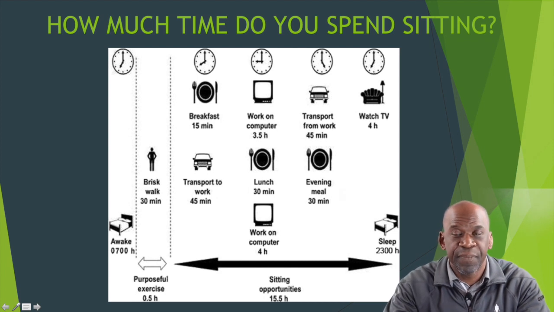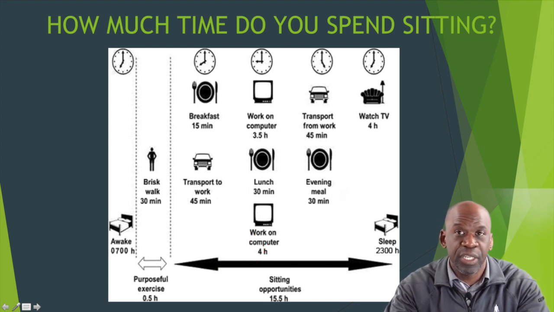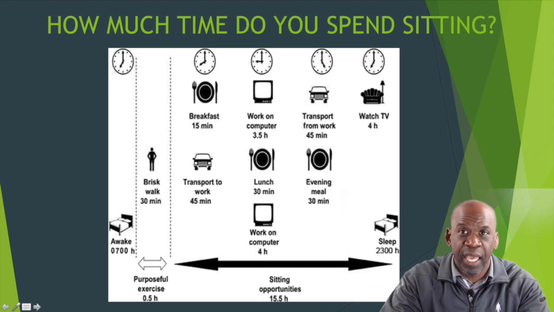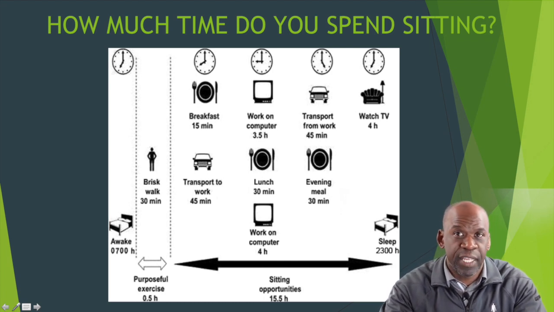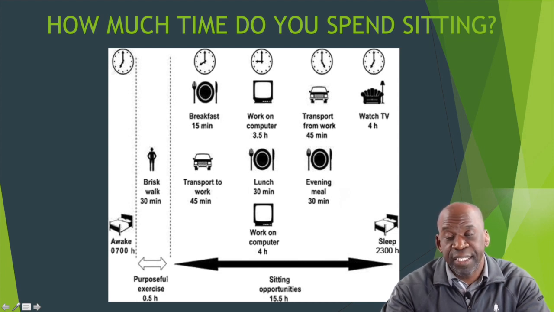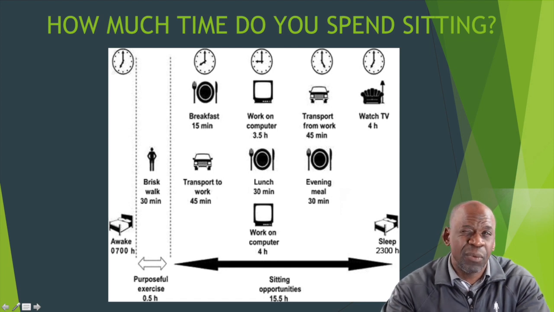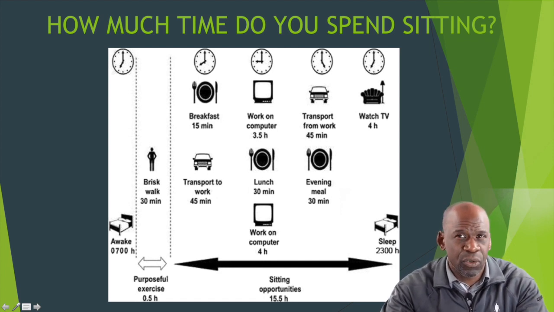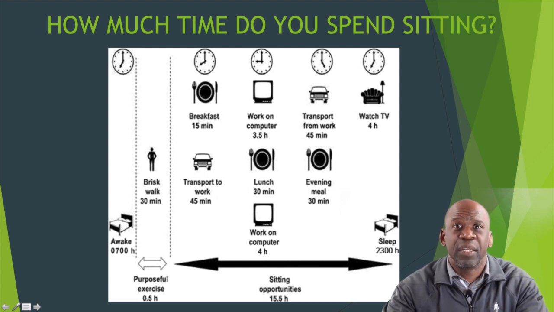Over the course of the day, this amounts to more than 15 or 16 hours of sitting opportunities or sedentary activity, as opposed to only 2 hours of purposeful activity. And for most people, it's even less. So you start to see and understand why exercise and prolonged sitting are independent variables. They work on the body by different mechanisms, and their effects on the body are independent of one another.